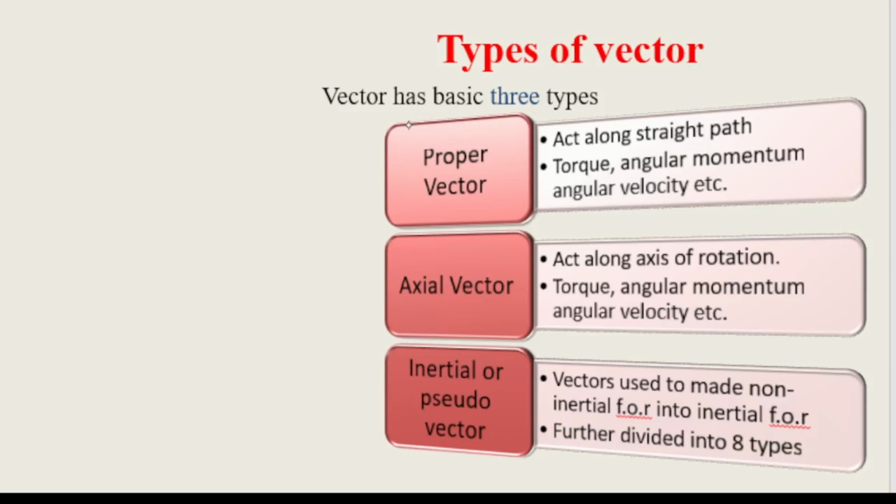Types of vectors. Vectors have basically three types. Proper vector acts along a straight path, such as torque, angular momentum, angular velocity. Axial vector acts along the axis of rotation, such as torque, angular momentum, angular velocity. Inertial or pseudo vectors are vectors used to make a non-inertial frame of reference into an inertial frame of reference, and these are further divided into 8 types.